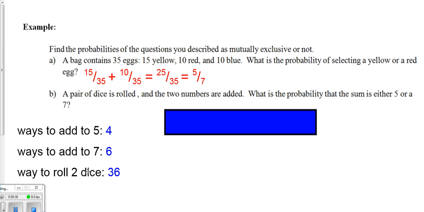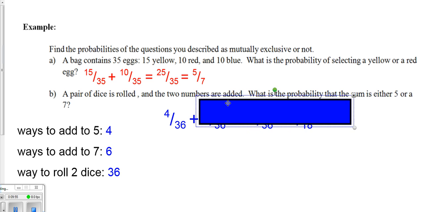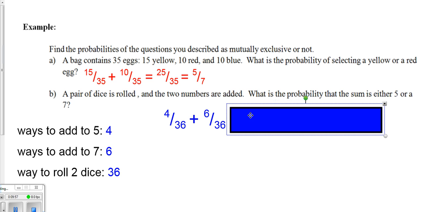How many different ways are there to roll 2 dice? Well, I would use the fundamental counting principle. 6 different ways on one dice, 6 different ways on the other. 6 times 6 is 36. So we would say ways to add up to 5, 4 out of 36, ways to add up to 7, 6 out of 36.